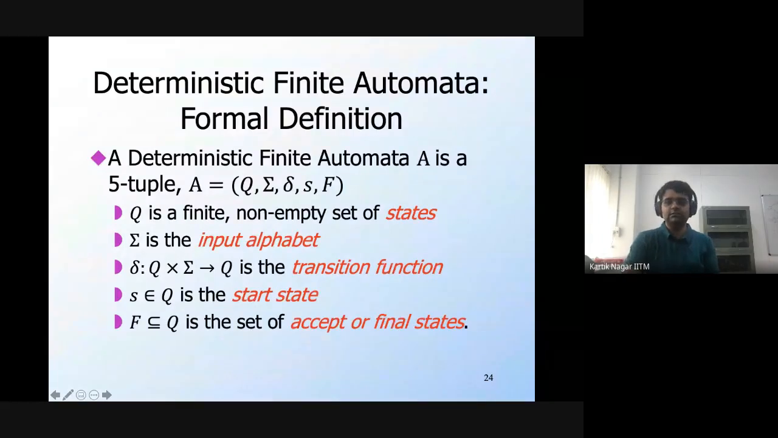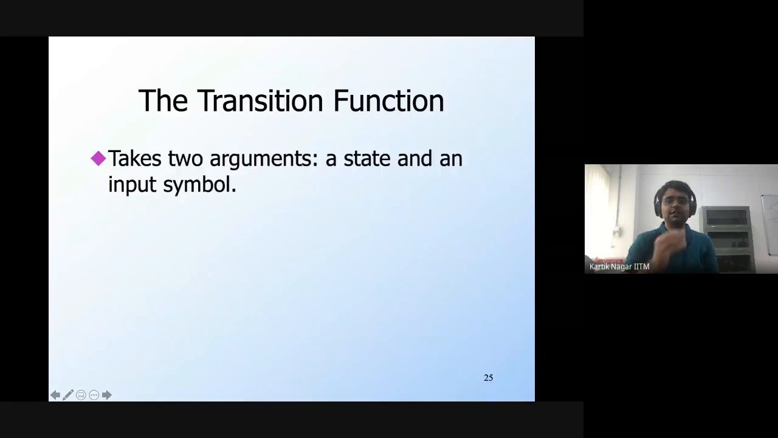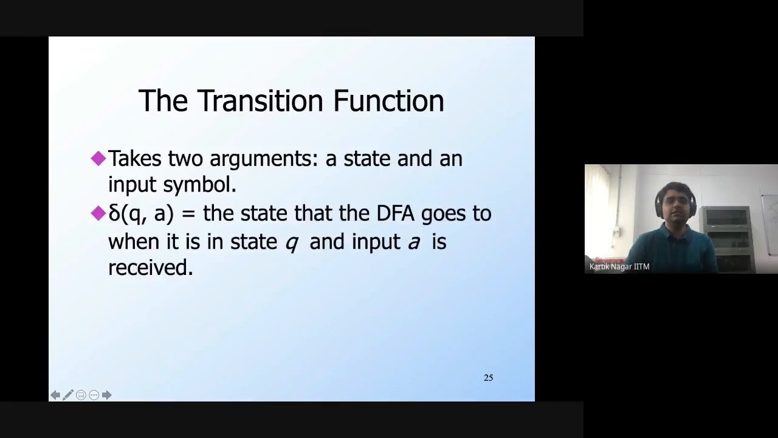Okay, so let's look at this transition function in a bit more detail. As I said, this transition function takes 2 arguments. It's a function from Q cross sigma to Q. So it takes a state and an input symbol, and then it determines the next state that the DFA is going to go to. So delta of Q comma A is going to be the state that the DFA goes to when it is in state Q and the input A is received.